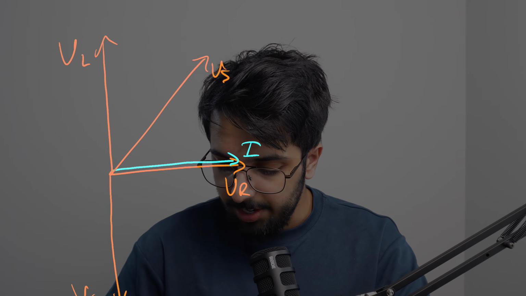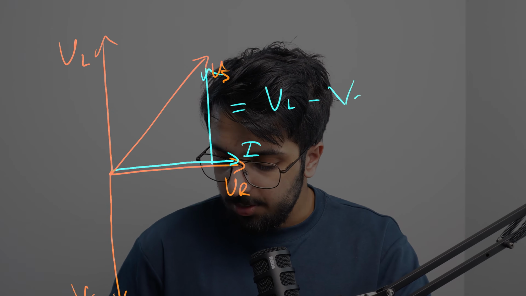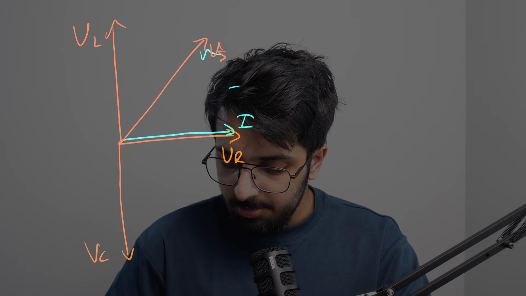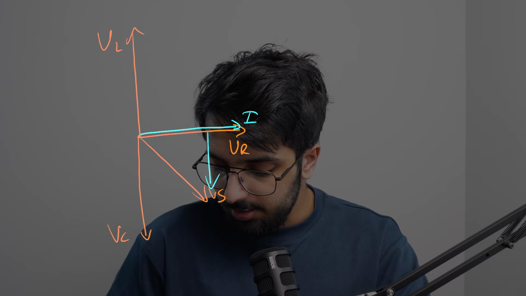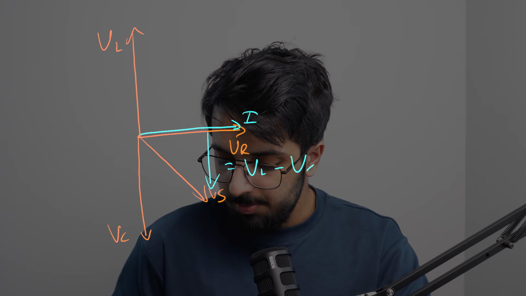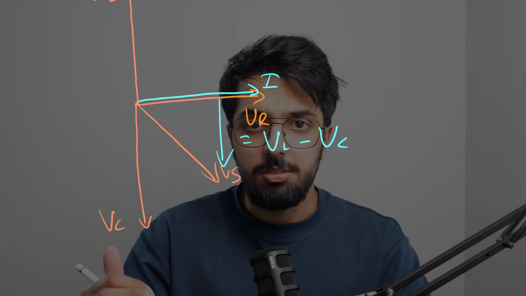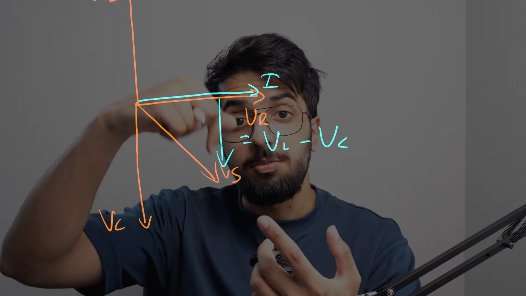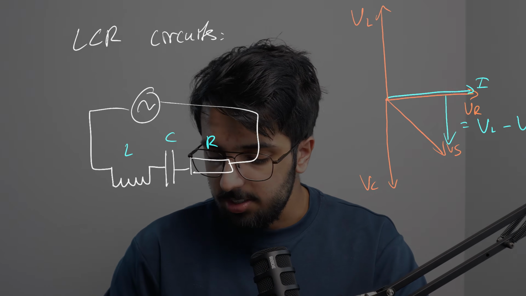Because this vector line right here is equal to VL minus VC, okay? And a very, very similar thing when our supply voltage lags the current, this vector here is still equal to VL minus VC. And so therefore, if VC is larger than VL, we're going to get a negative value, and that just means that our vector is pointing downwards, alright? So that is the phasor diagram for an LCR circuit.